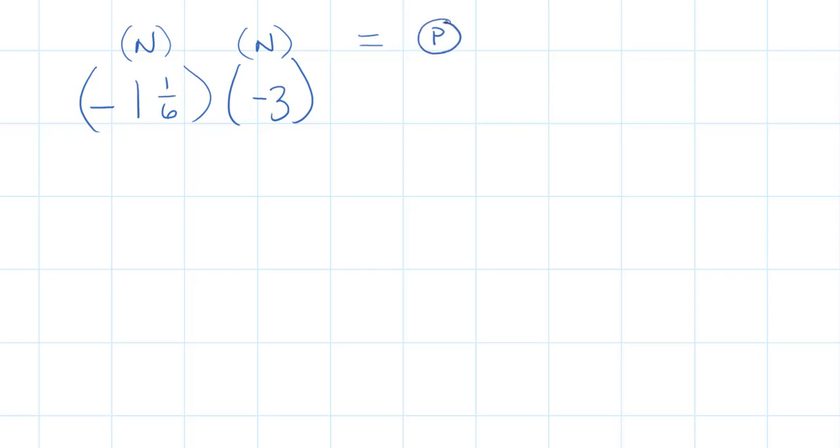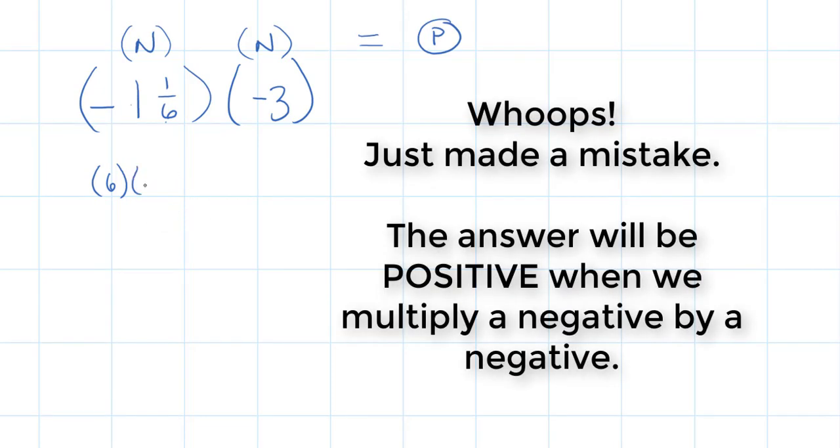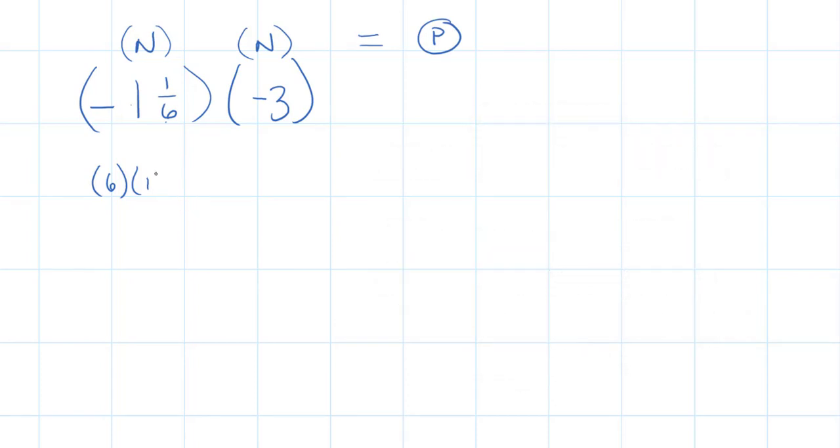So again, just like we did in the last example, we're going to multiply 6 times negative 1. I should just do, we know the answer is going to be negative. Let me just make that a 1. 6 times 1. And then we're going to add 1 to that result. That's going to be over 6. And then we're going to multiply that by negative 3.